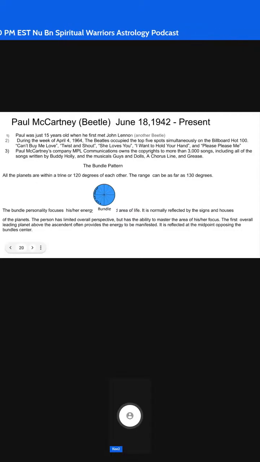The first overall leading planet above the ascendant often provides the energy to be manifested. It is reflected at the midpoint opposite the bundle center. The bundle.